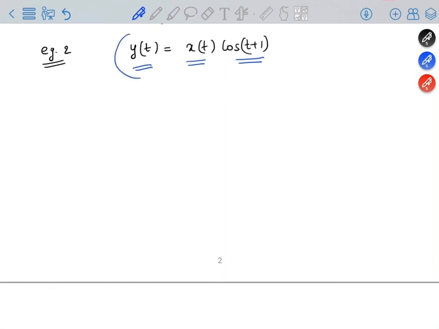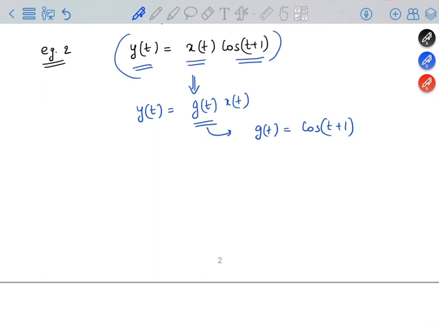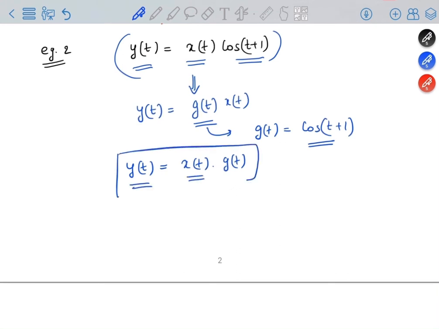So this system is a resemblance of a system which is equal to g(t) multiplied by x(t). Here this g(t) is a time varying function, namely g(t) will be equal to cos(t plus 1), and this value will be a constant. So here what is happening is that y(t) will be dependent on x(t) with a value g(t) which is a constant value. So the present output is dependent on the present input stamp. So it is the case of a causal system.